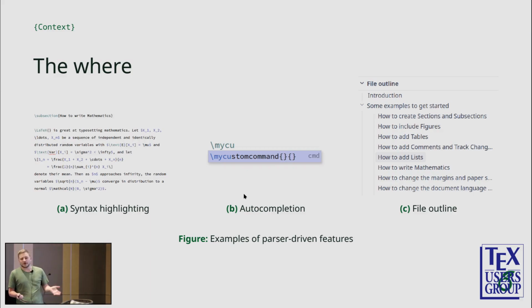So where do we do these integrations? Well, these are all examples of things we do in the source editor, things like syntax highlighting. I'm not saying that you need a full parser to do syntax highlighting, but if you already have the parser, it certainly doesn't hurt. Autocompletion, as I mentioned, we can make that contextual based on what you're currently editing. And finally, the file outline, where we extract sectioning commands from the document and provide them in a list so you can easily jump to the right place.